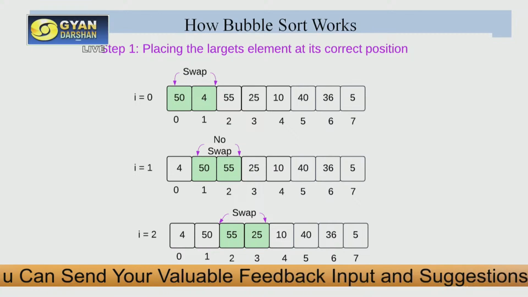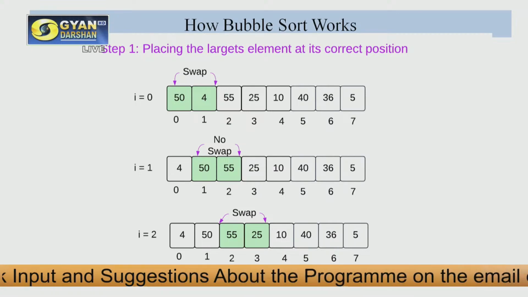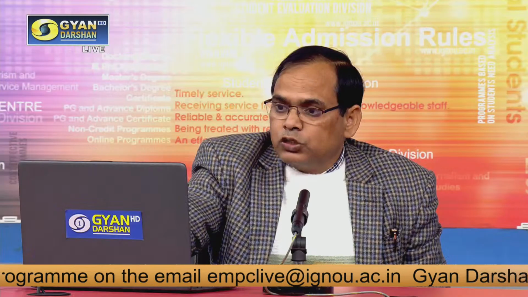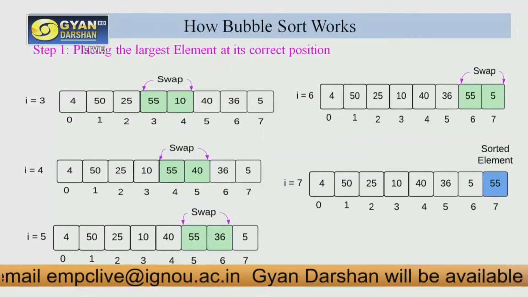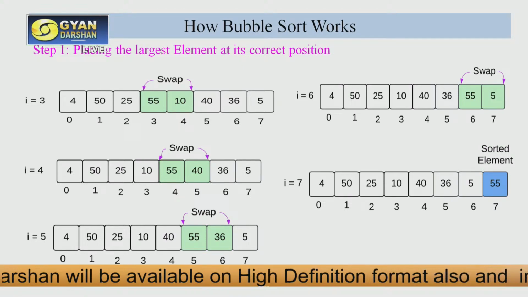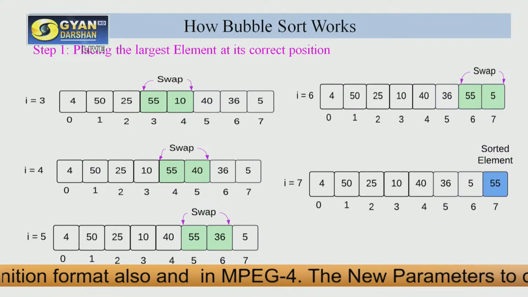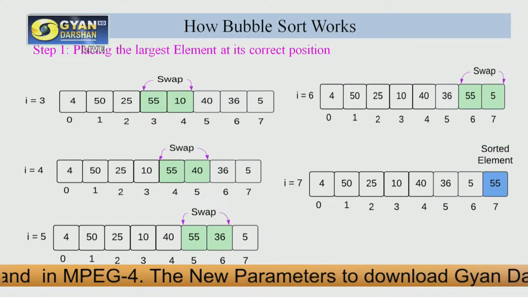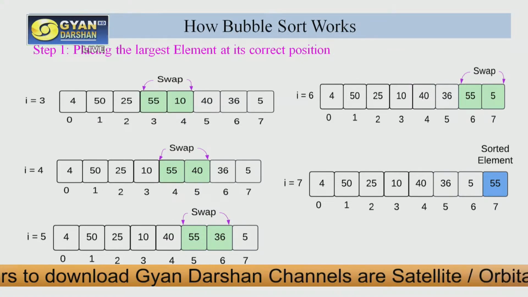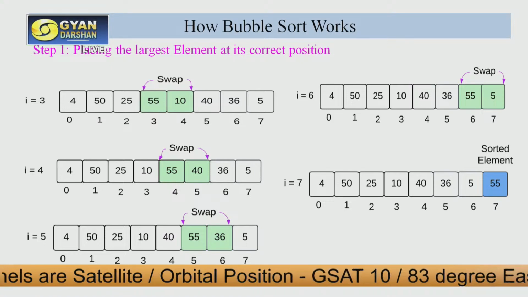So 55 will be positioned at the fourth location, index number 3, and 25 will be positioned at the third location, index number 2, and so on. Similarly, in the next step, 55 will be compared with 10, and because 55 is greater than 10, swapping will be done. Next, 55 again with the adjacent element, 40. Again swapping will be required because 55 is greater than 40. And in the next step, 55 will be compared with 36, and so on.